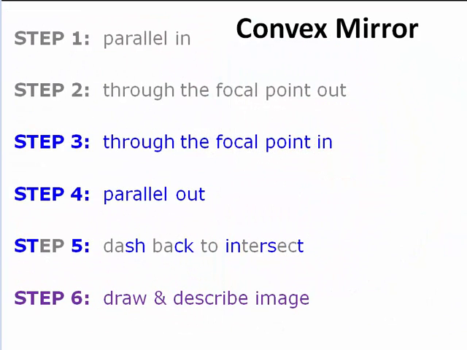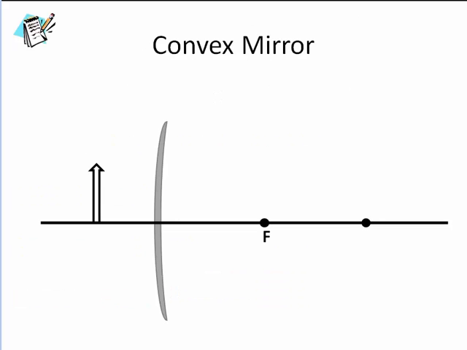Convex mirrors always give virtual images. Let's work through this. Parallel in through the focal point, out through the focal point, in, parallel out, dash back to intersect. For convex mirrors, the focal point is behind the mirror, where you will get a virtual image. Light can't go through the mirror, so we're using the focal point to aim our light.